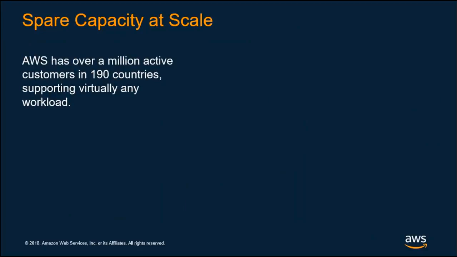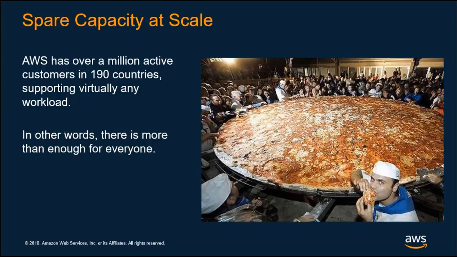So, what is Spot? Spot is unused EC2 capacity, but it's important when you think about what is unused or spare capacity to put it in perspective at AWS scale. AWS has over 1 million active customers in over 190 countries, supporting virtually any workload that you could possibly want to run. So, in other words, there's enough for everyone, plenty to go around. And that's why, as an example, when you think about the spare capacity at AWS, think about it as though the spare pizza you might have left over if you tried to share this with your family.